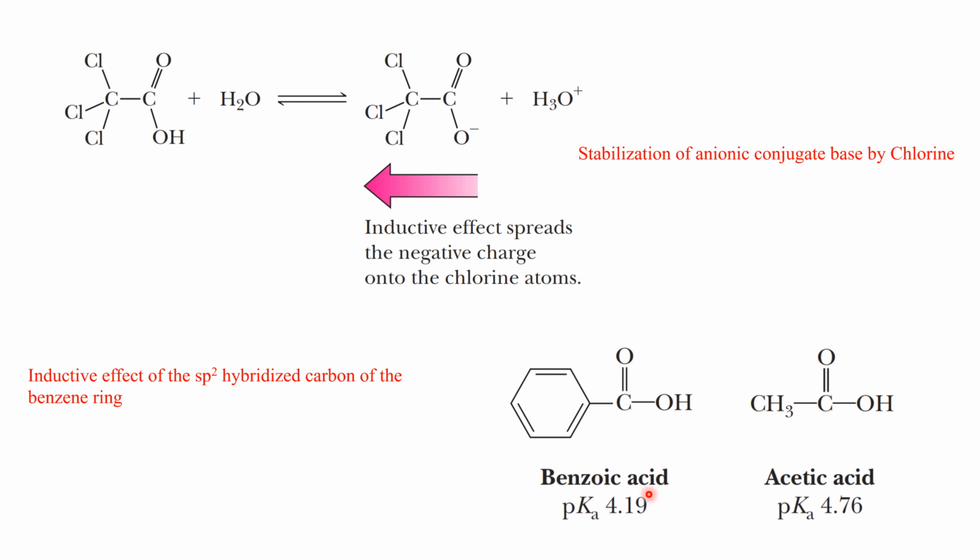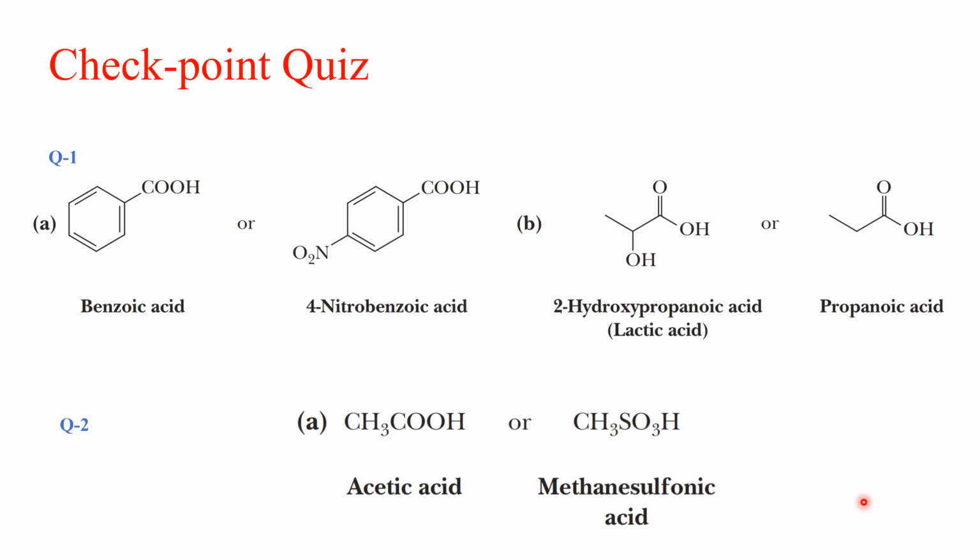So if you just see the benzoic acid pKa value, it is 4.19 and acetic acid is 4.76. So it means acetic acid has the higher pKa value than the benzoic acid. So it means acetic acid is the weaker acid as compared to the benzoic acid.